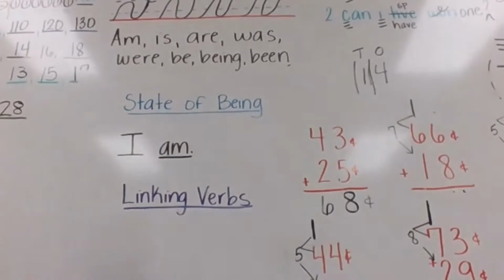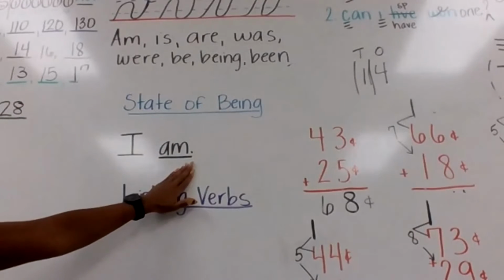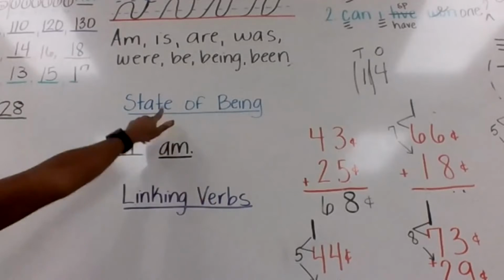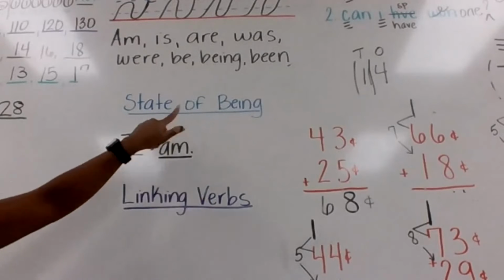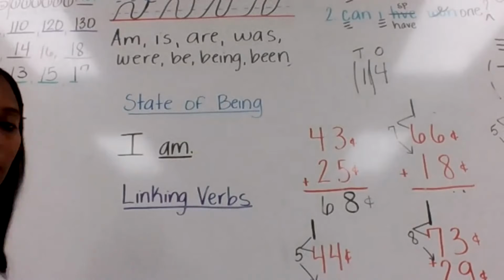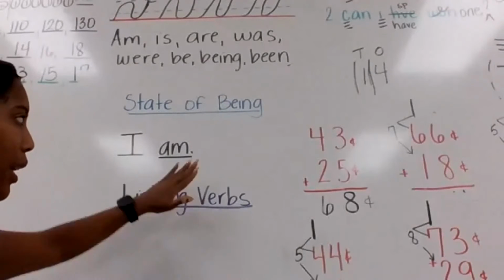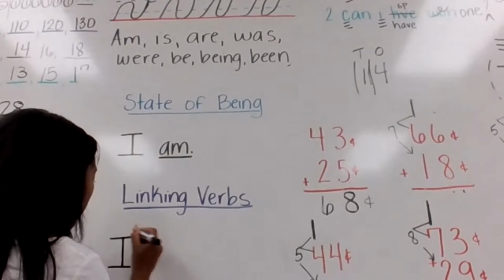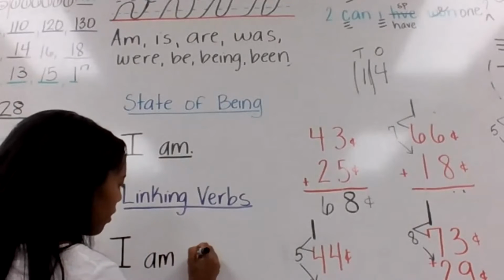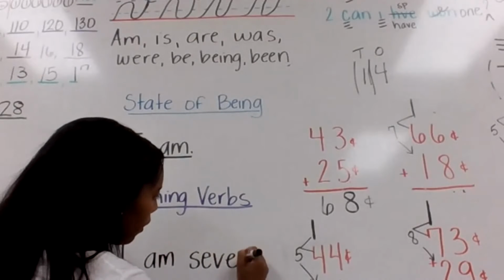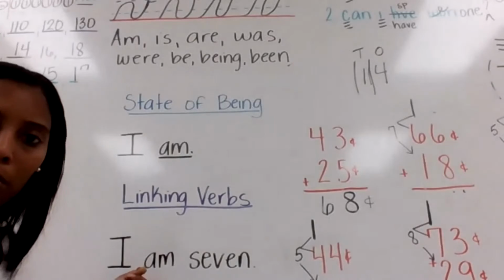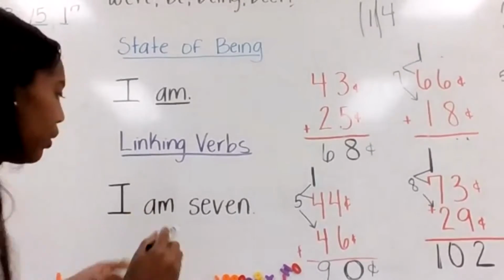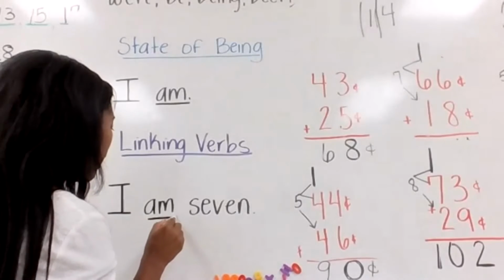So anyway, I am is a state of being verb, okay? When we say state of being, you need to write this just like this. So that's state of being. Let me show you this. So if I would say I am 7, am is still my verb, but now am has turned into what's called a linking verb. Let me show you how.